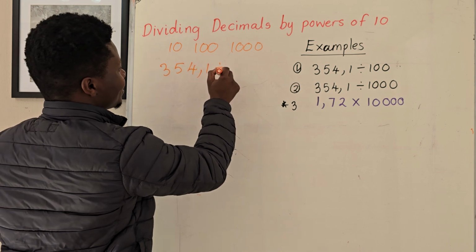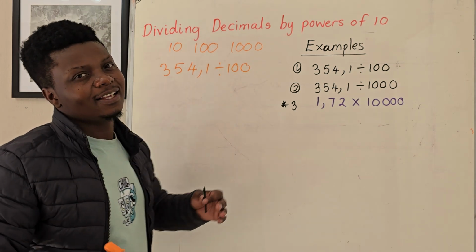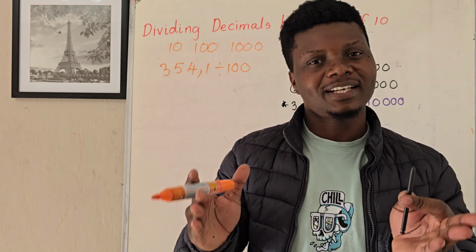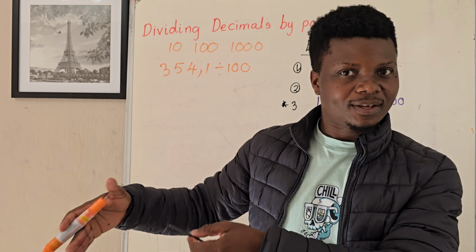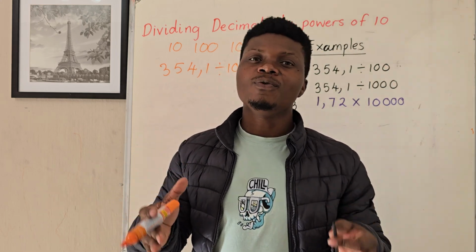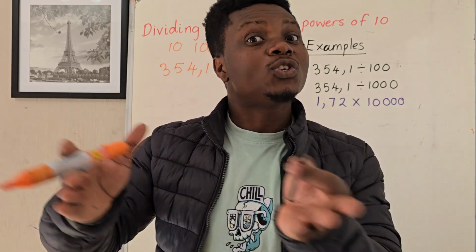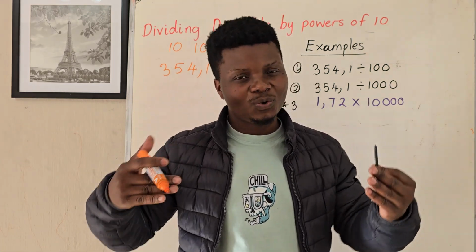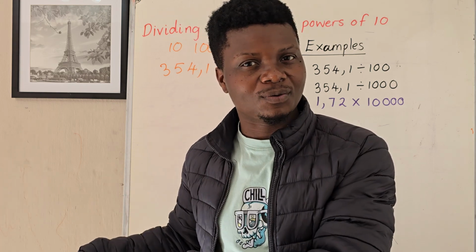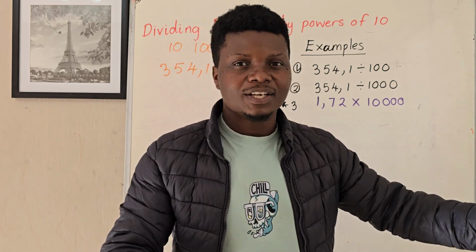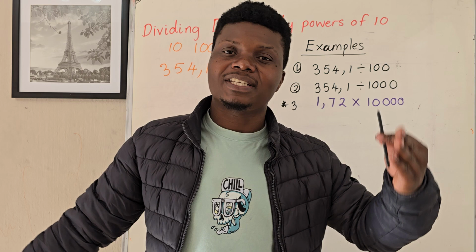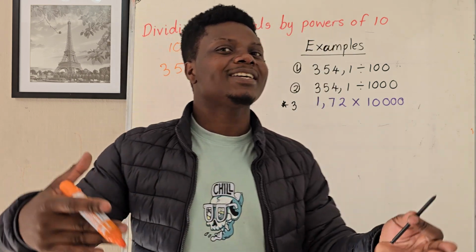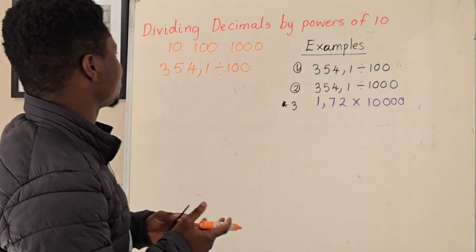354,1 divided by 100. The first thing that I want you to understand is when you are dividing decimals by powers of 10, numbers like 10, 100, 1000, you move the decimal comma to the left according to the number of zeros. So if your power of 10 is 10, you're going to move one place to the left because 10 is 1 zero. If it's 100, 100 is 2 zeros, you move 2 places to the left. So that's what we're going to do, okay?